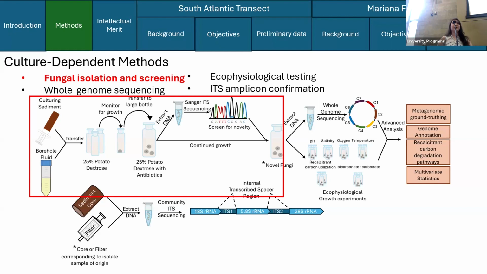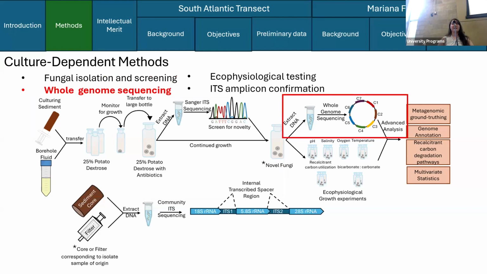And once we have those sequences back, we compare them to internet databases, which allow us to find their closest known relatives. And from there, we can do a literature search and find what types of pathways their closest known relatives utilize to degrade carbon and other types of metabolisms. So we can look for novelty of these organisms, but also what their potential is to go forward with whole genome sequencing and ecophysiological testing.